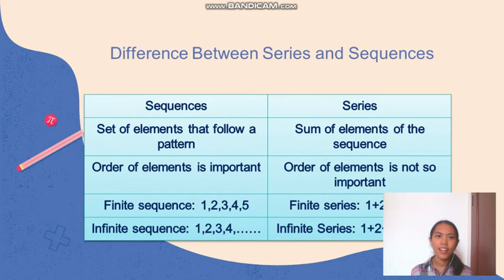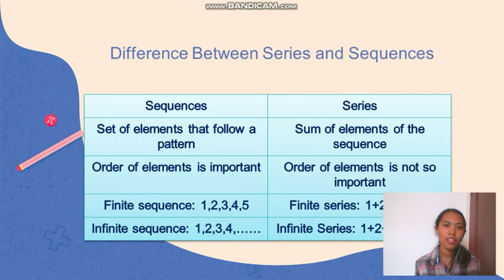So next is difference between series and sequences. Let us find out how a sequence can be differentiated from series. First, sequence is a set of elements that follow a pattern, but series is a sum of elements of the sequence. Second, in sequences, order of elements is important, but in series, order of elements is not so important.